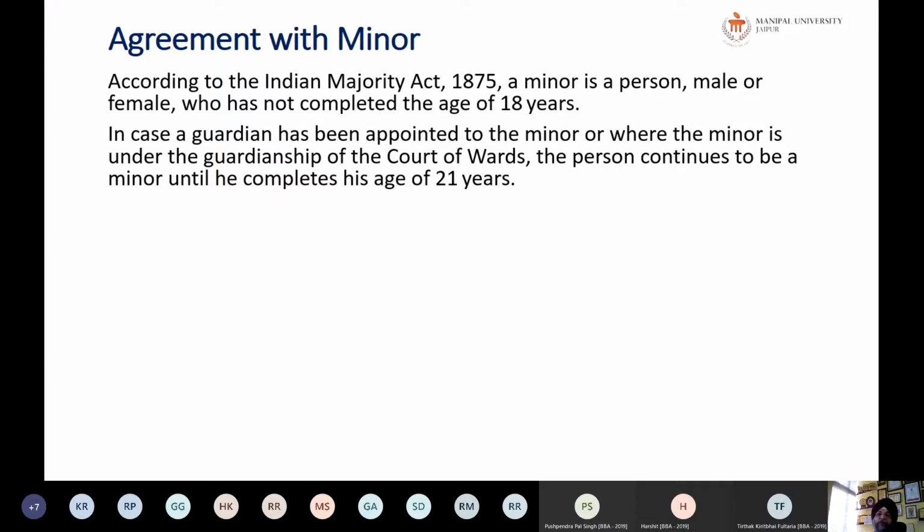Suppose, for example, a guardian has been appointed to a minor, where the minor is under the guardianship of the court of wards. The person continues to be a minor until he completes the age of 21. So if the court has appointed some person as a guardian to him under the court of wards, then that particular person must attain the age of 21 in order to attain majority.